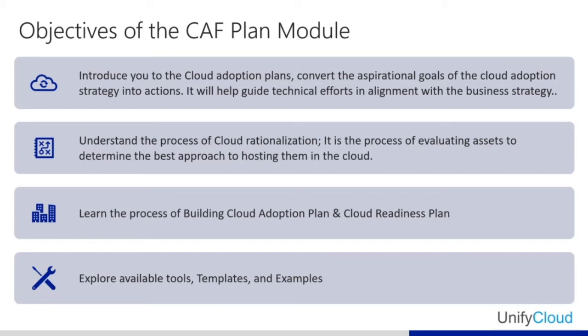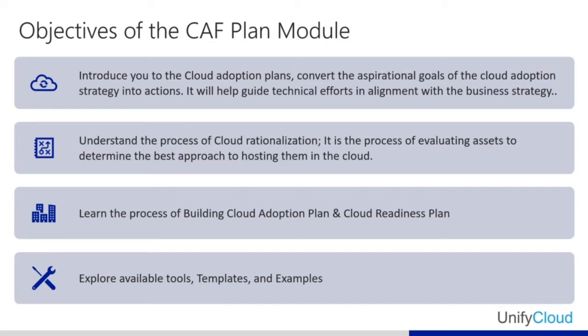Once we understand the formation of the cloud adoption plan, then we look at what we actually need to create such a plan. And one of the most important processes of cloud migration and modernization is cloud rationalization. So we'll look into the process of cloud rationalization, and we will look at the process of building a cloud adoption plan and readiness plan. So it's how you can put in different templates and understand it. And finally, we'll explore some tools and templates around it.